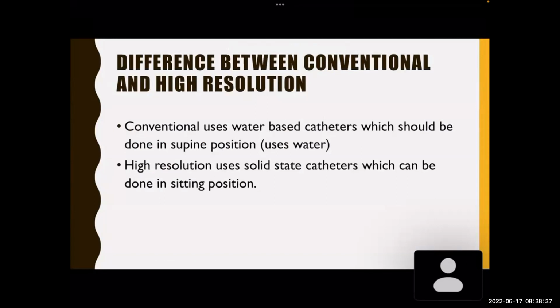The conventional uses water-based catheters. Water-based catheter acts on the basis of gravity, so it should be given to the patient in supine position. High resolution uses solid state catheters, so we don't want to place the patient in a supine position. Even with a sitting position, we can use high resolution manometry.